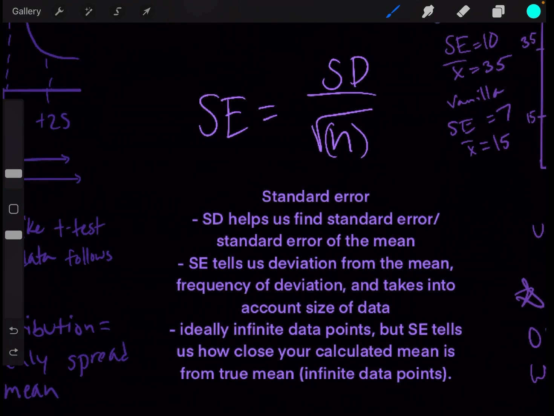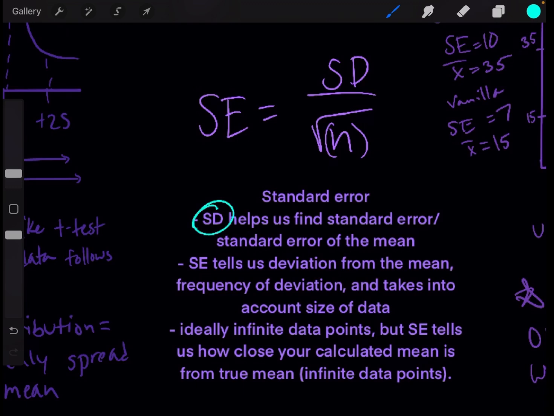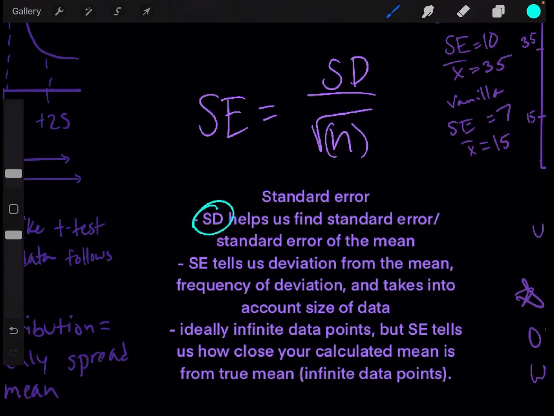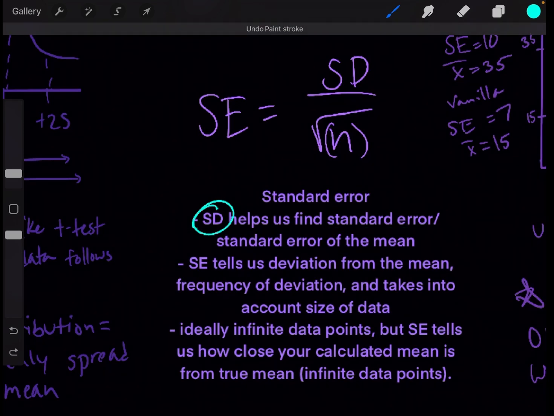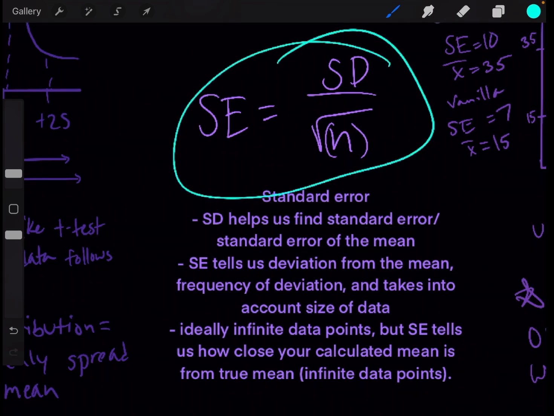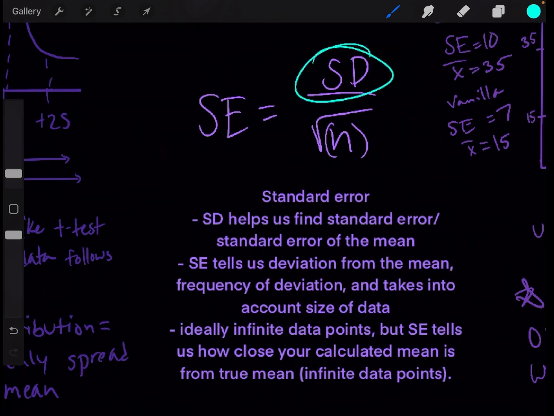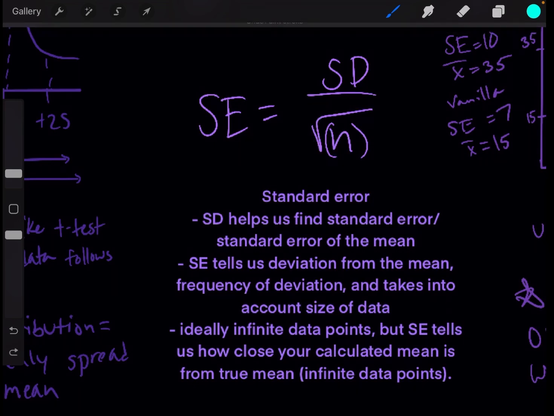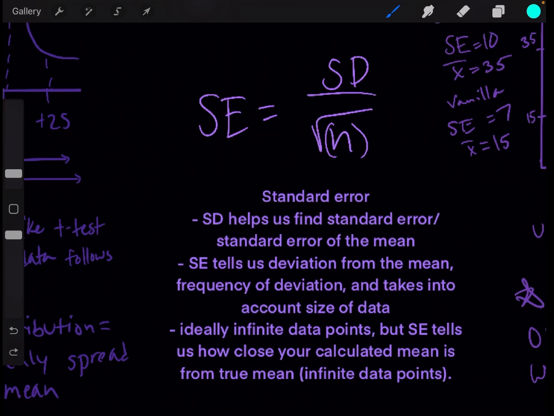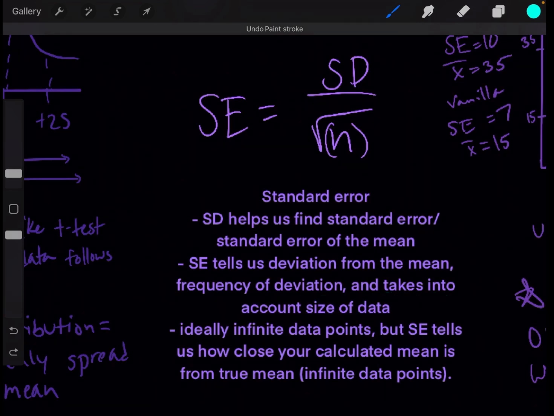So let's talk about standard error. Using standard deviation helps us find the standard error. The standard error is also called the standard error of the mean, and it can be calculated with this formula: standard deviation divided by the square root of n, which is our number of data points. Standard error tells us the deviation from the mean, the frequency of deviation, and takes into account the size of the data. Because you're using n, you are taking into account the frequency and the size of the data.